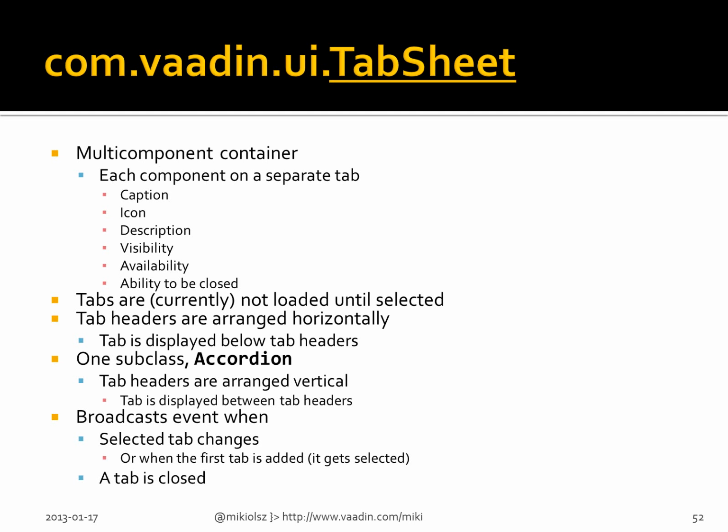If you wish to have a different direction, so from top to bottom, then you can use the accordion class, which is an extension of tab sheet, just that it renders top to bottom. Headers are arranged vertically and the selected tab is displayed between the current tab header and the next tab header. The events that are broadcasted by the tab sheet allow you to capture when a tab has been selected or when it has been closed.